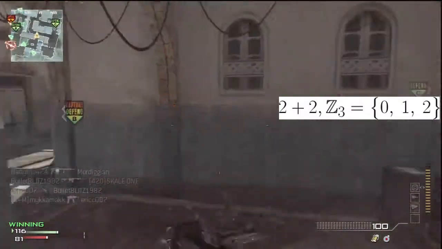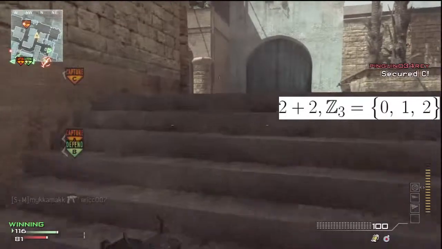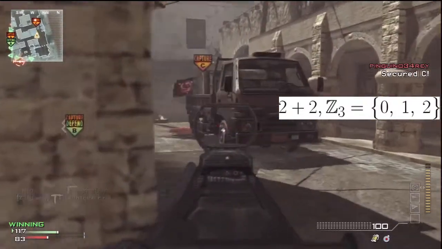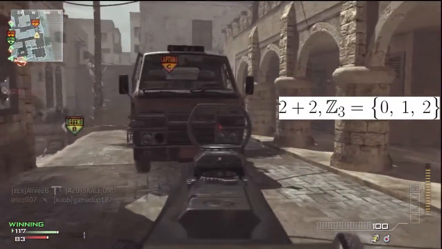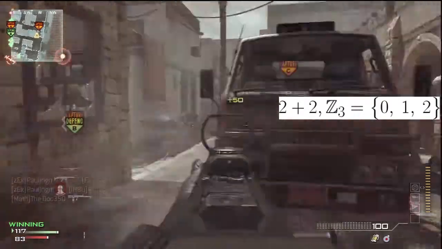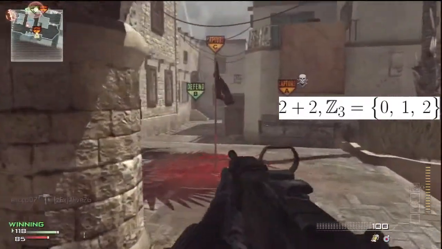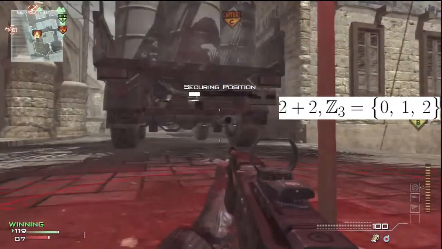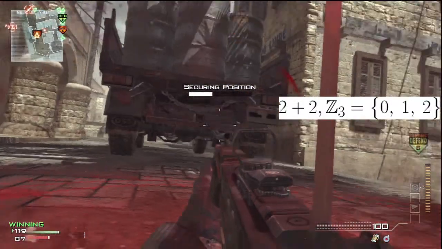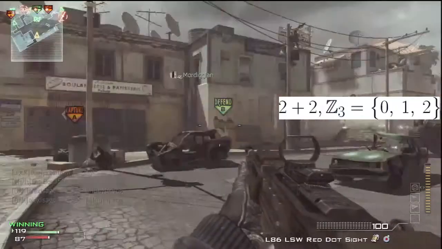And now we start at 2, and we add 1, right? So we're halfway there. And since 0, 1, and 2 are the only elements in Z3, we move to 0. And then we add another one, so we get the full 2 plus 2, and we end up with 1. And oh my god, 2 plus 2 equals 1.